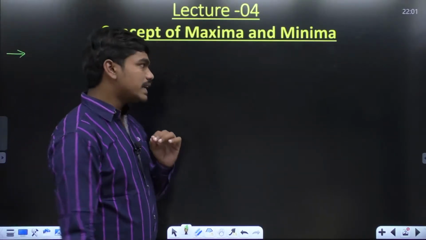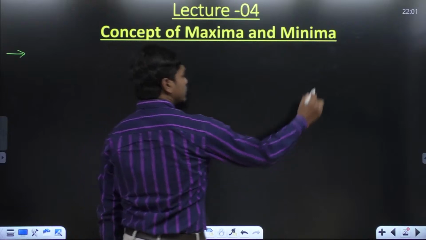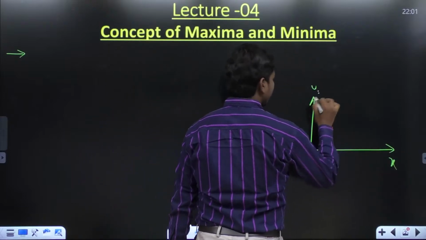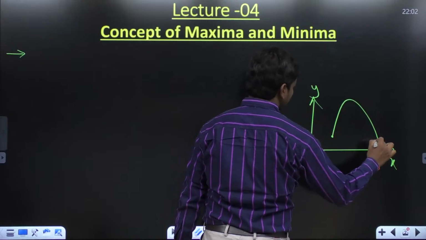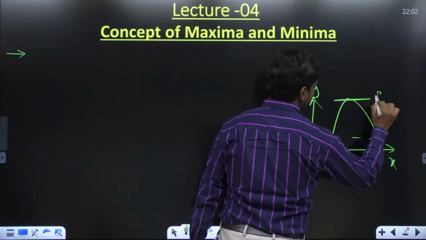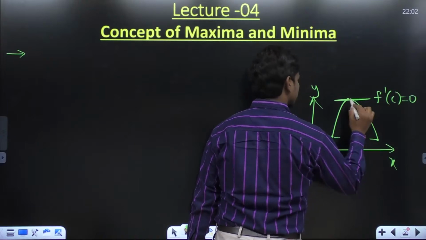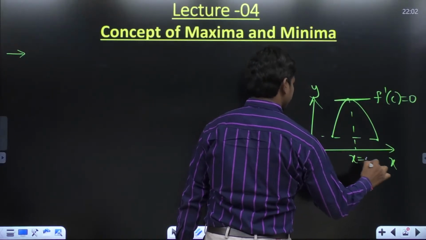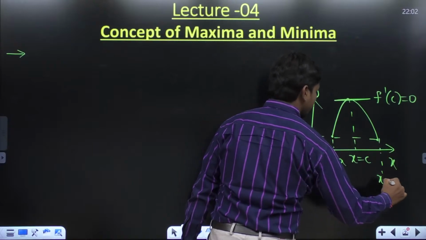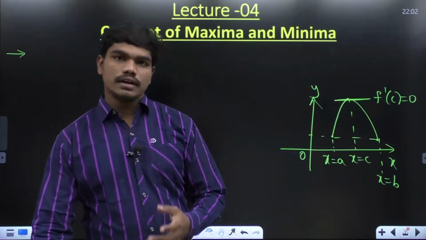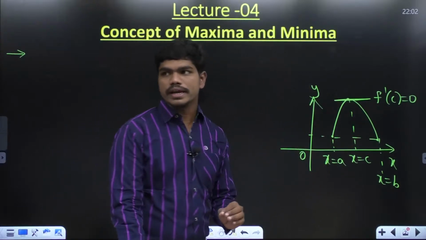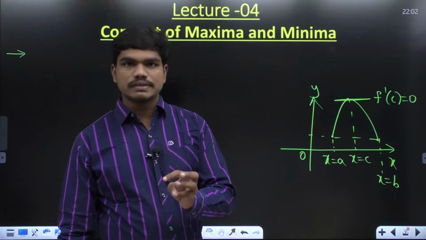In yesterday's class, when dealing with Rolle's theorem, you have seen that if a function has a maximum at any given point, the slope of the tangent there is 0. This is what you have seen, correct? This is some point x equal to c, this is x equal to a, and this is x equal to b. Now let us generalize this scenario for finding the maxima and minima of any function. But the condition is that the function should be continuously differentiable.